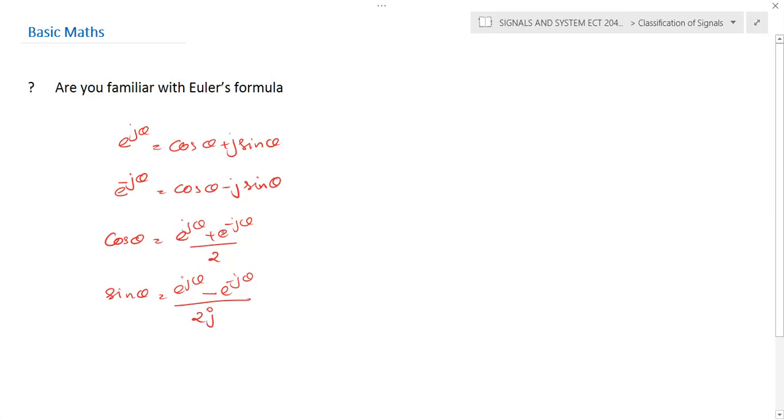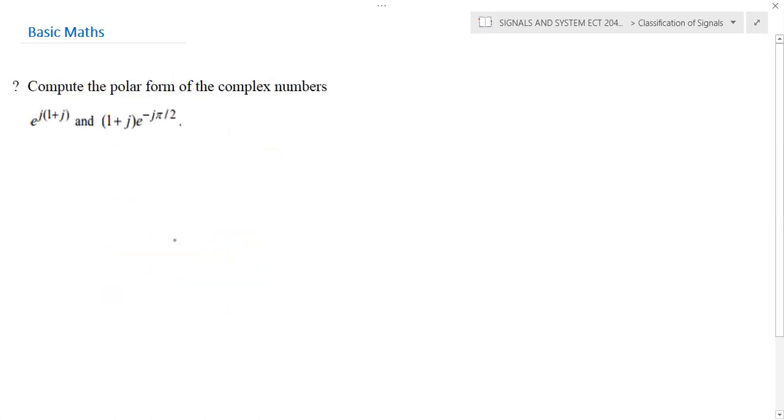You can simply derive the equations from the first two equations. This is 1 and this is 2. By simply adding 1 and 2, you will get cos theta. By subtracting, you will get the second equation. So this formula is very important. You need to remember this formula.